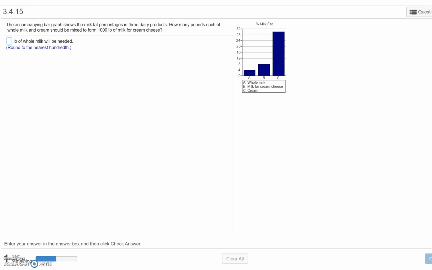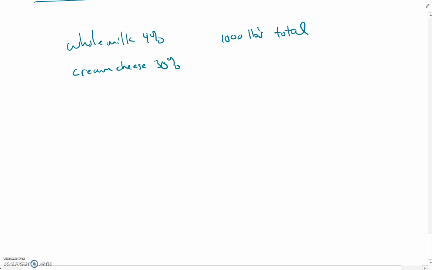Whole milk, which is 4%, and cream cheese, which is 30%, are combined to get milk for cream cheese, which is 8%. There's 1,000 pounds, and then add together another total of 1,000 pounds. Whole milk is 4%, right, and the cream cheese is 30%, so we're getting 1,000 pounds of 8% milk for cream cheese.